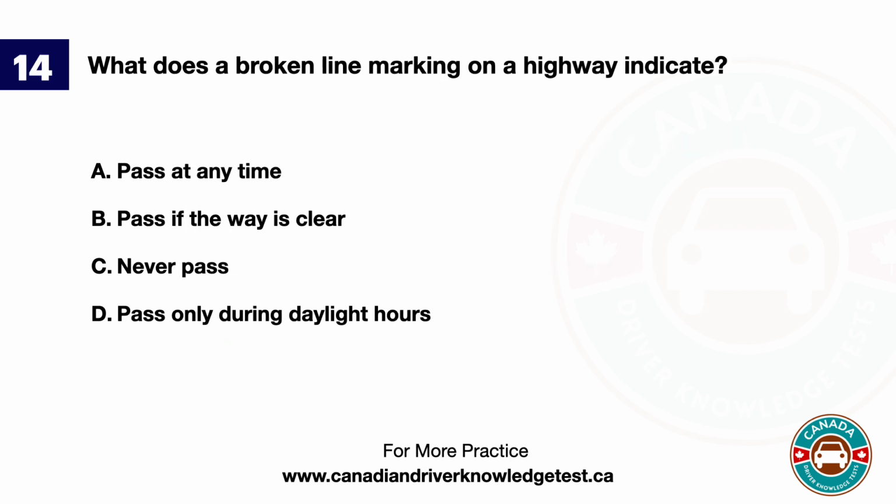Question 14. What does a broken line marking on a highway indicate? A. Pass at any time. B. Pass if the way is clear. C. Never pass. D. Pass only during daylight hours. The answer is B. Pass if the way is clear.